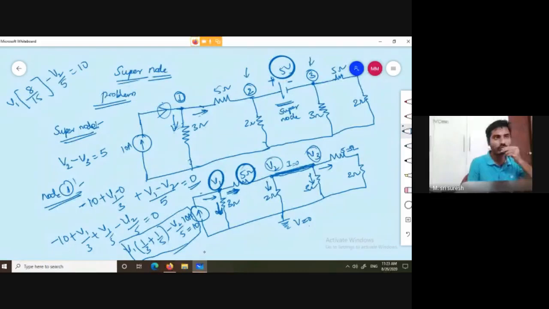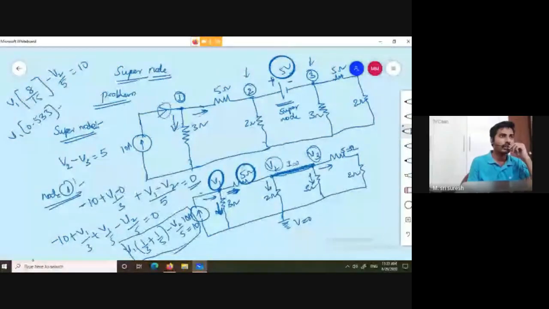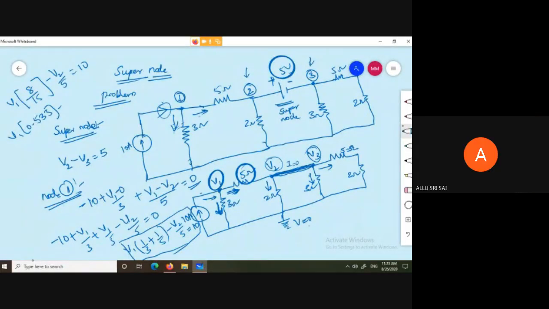So what is the 8 by 15 value? You can use the calculator and tell me the value. 0.533, sir. Okay. And the 1 by 5 value? 0.2, sir.